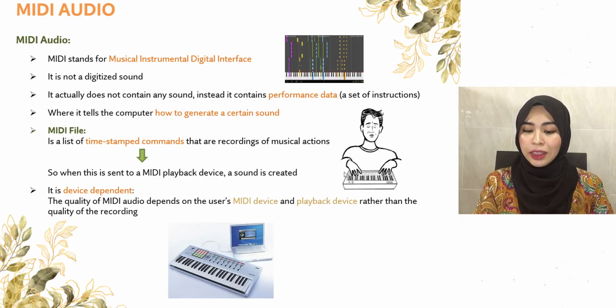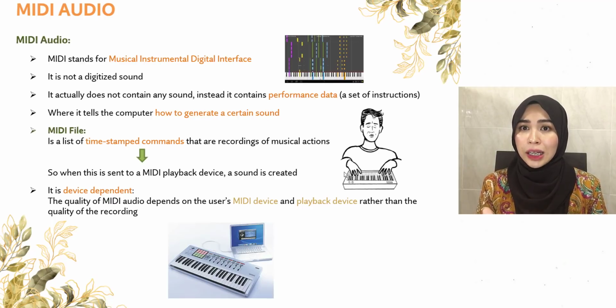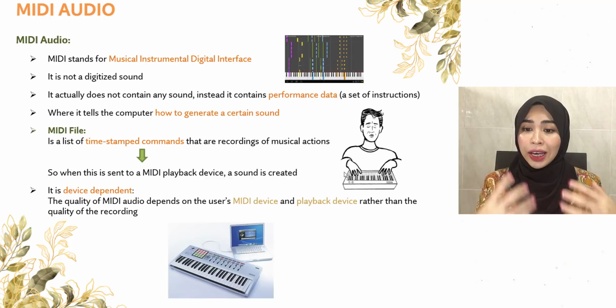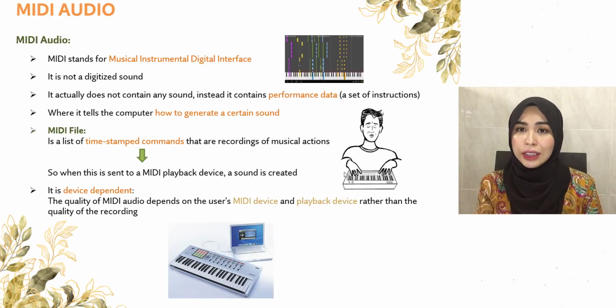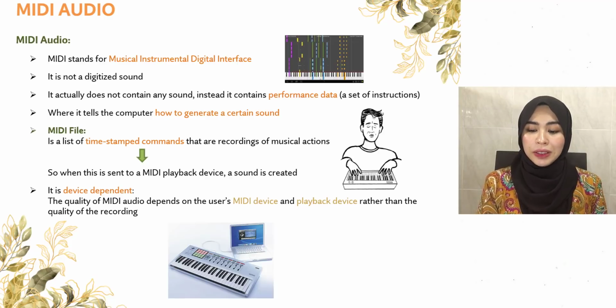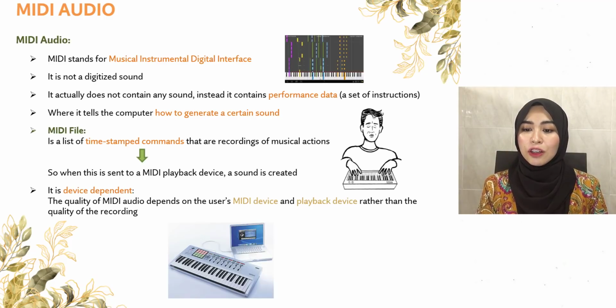So the things that we press will produce performance data. Basically, performance data are instructions on how we can produce that sound. It will tell the computer how to generate that particular sound. Firstly, in order to create this sound, we need to click on A, then F, then G, then C, and so on. That is MIDI audio. Basically a MIDI file is a list of time-stamped commands that are recordings of musical action. When this is sent to a MIDI playback device, a sound is created. We play the MIDI file on a MIDI playback device, and the sound will be created depending on the performance data that was recorded.